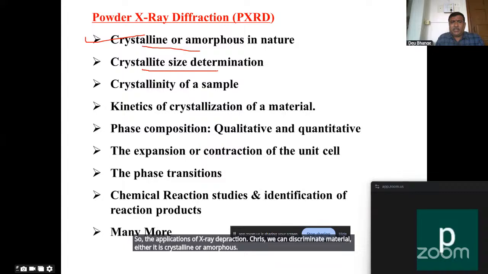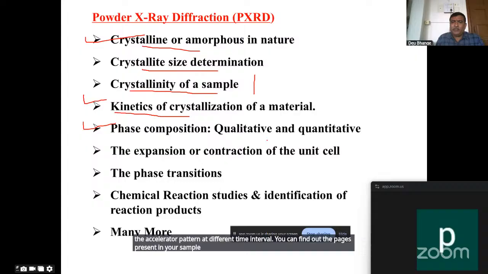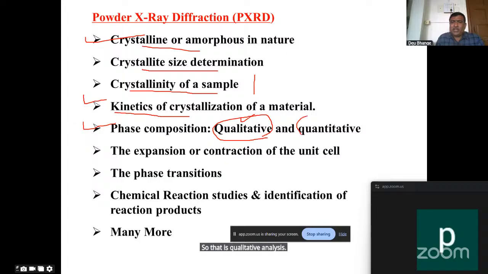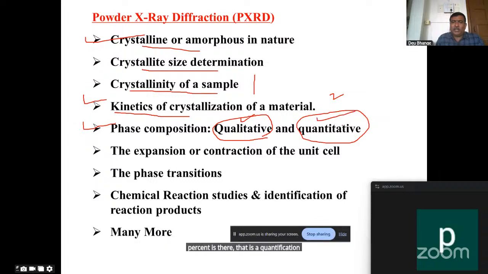We can determine the crystallite size, that we will do in 10 minutes. We can calculate the crystallinity of a sample if you have a series of samples. You can find out the kinetics of crystallization of a material by recording the XRD pattern at different time intervals. You can find out the phases present in your sample qualitatively. Now we have done qualitative analysis of your sample. If I can tell you how much zinc oxide is there and how much impurity peak is there, in percent, that is quantification. So you can do that. This is the only method that can be used to quantify the phases of any compound present.